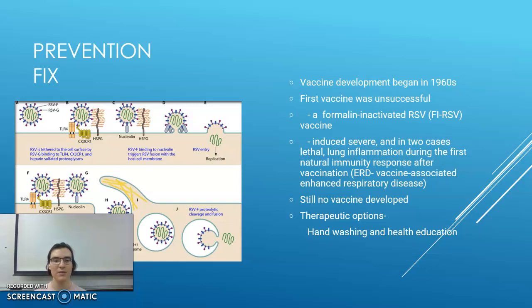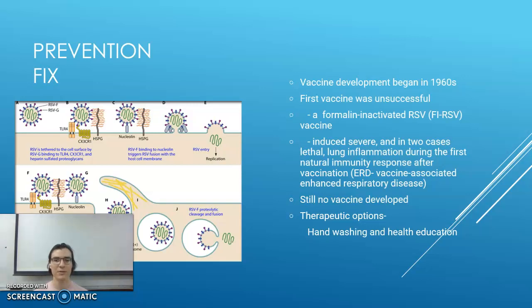And this vaccine induced severe inflammation within the lungs. And in two cases, these were lethal responses to the vaccine. And these responses became known as VRDs, which stands for Vaccine-Associated Enhanced Respiratory Disease. So these vaccines, instead of protecting the individual, actually induced respiratory diseases.